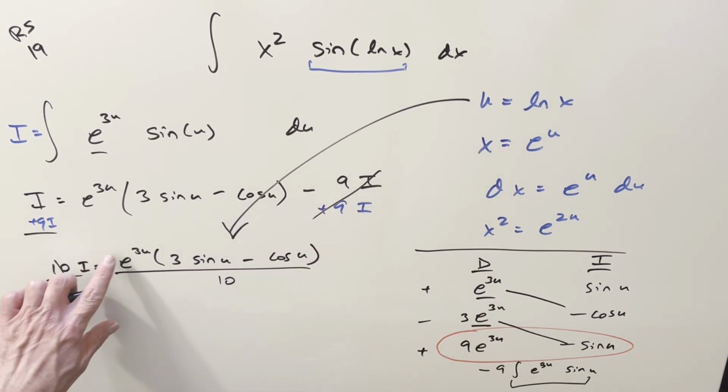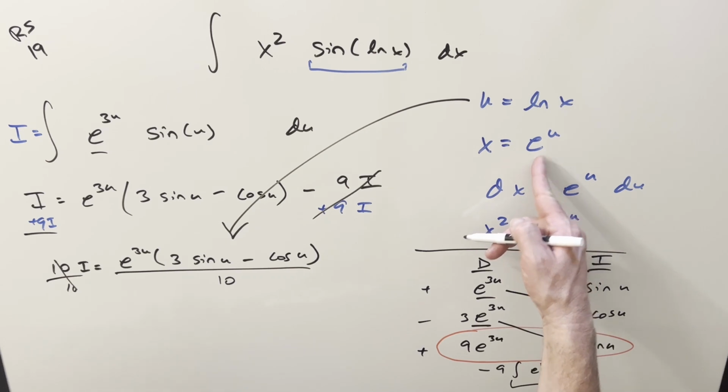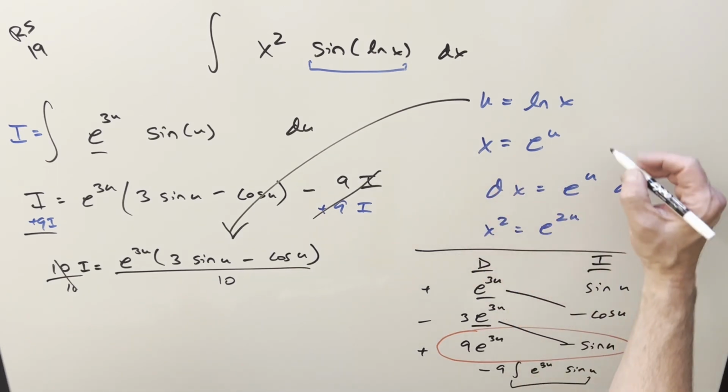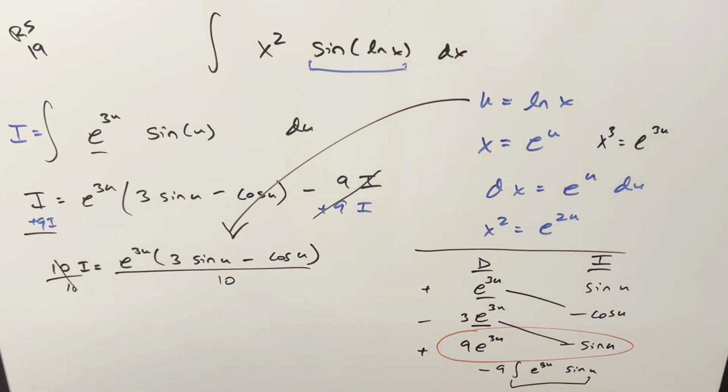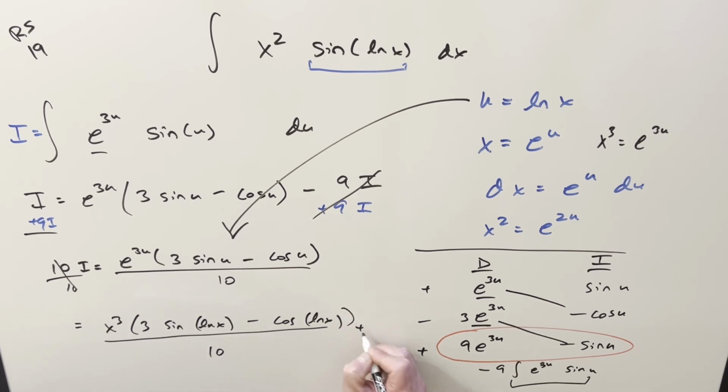One thing we can keep in mind though, for this e to the 3u, if e to the u equals x, then x cubed is going to be the same thing as e to the 3u. So putting this together for my final solution, we're going to have x cubed times 3 sine ln x minus cosine ln x, all over 10, add a plus C, and that's it.